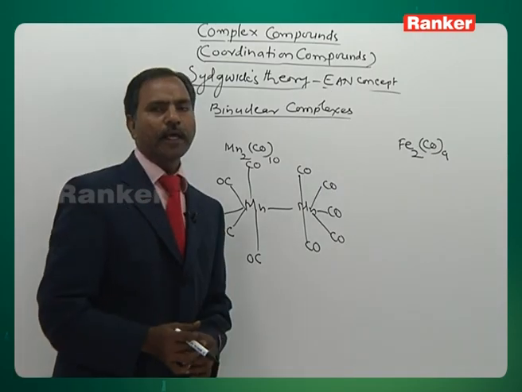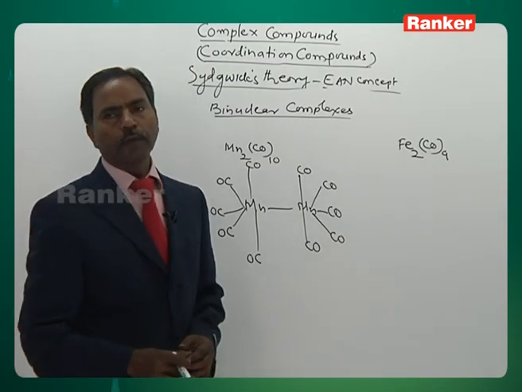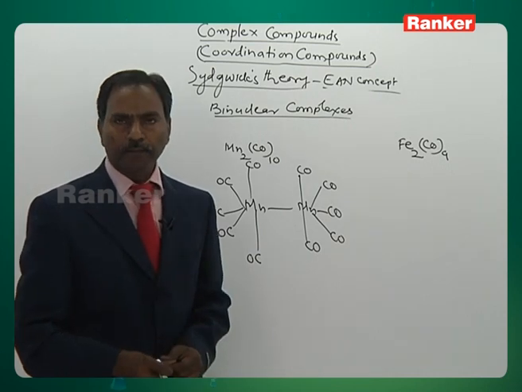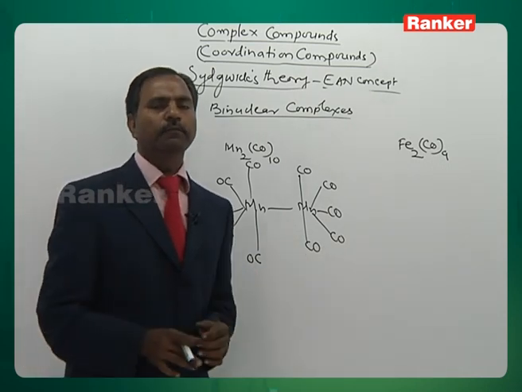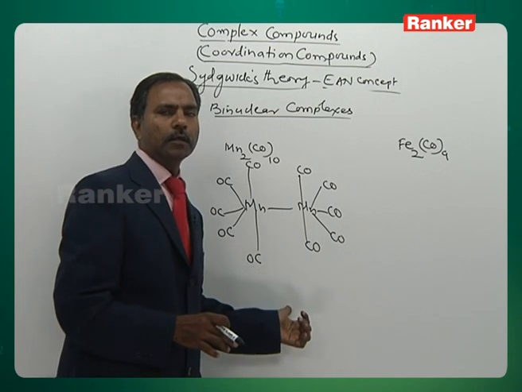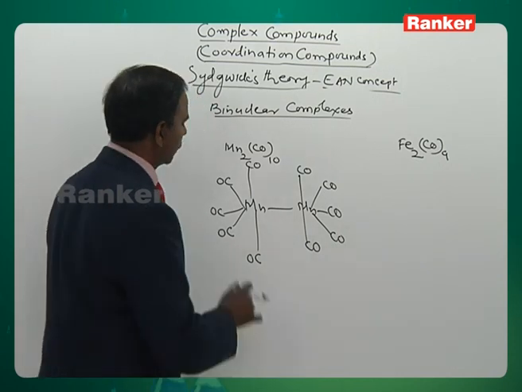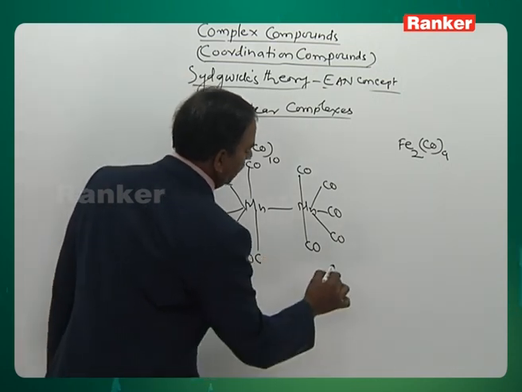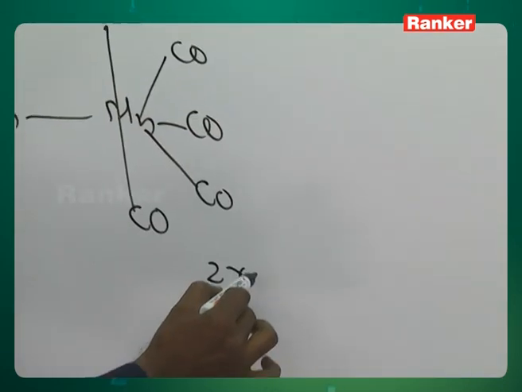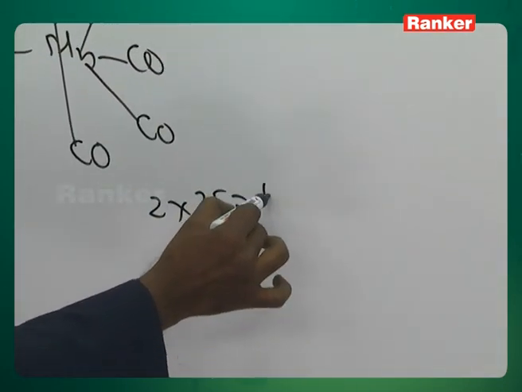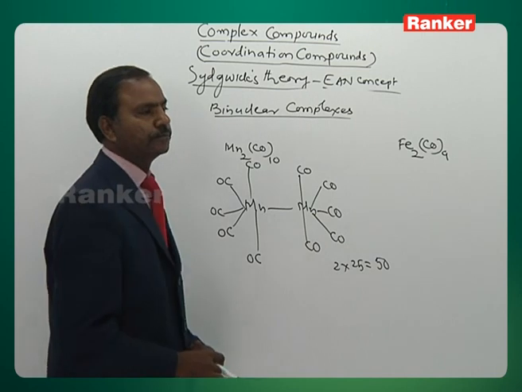Since it is a carbonyl complex, well known to you, carbonyl is a neutral ligand, therefore the oxidation number of the metal ion is 0. Then see, this particular complex has 2 metal atoms, oxidation number 0. 2 into atomic number 25, let us take 50.